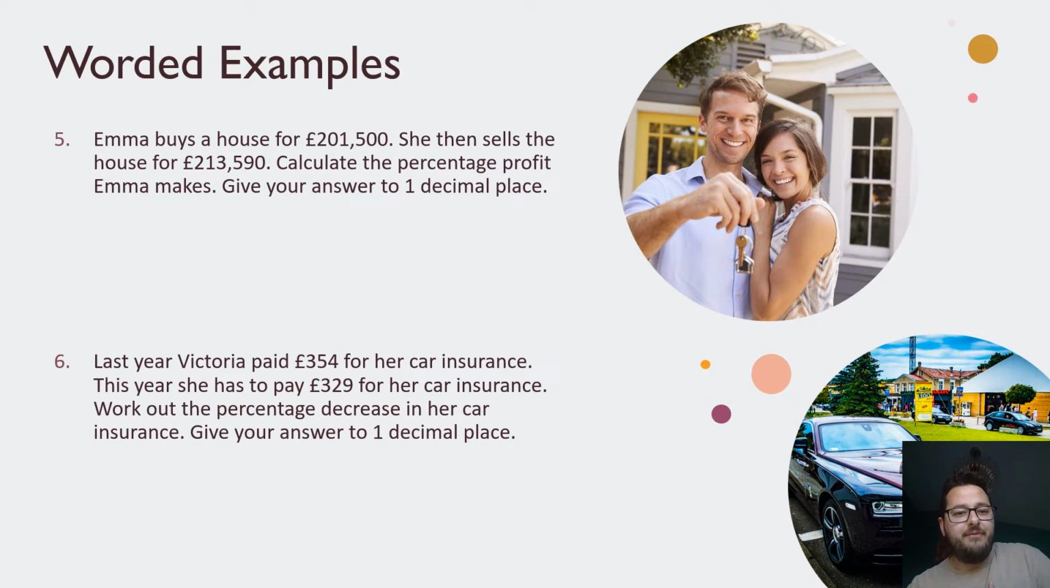So number 5, we've got that Emma buys a house for 201,500. She then sells the house for 213,590. Calculate the percentage profit Emma makes and give your answer to 1 decimal place. All right, so this is exactly the same as what we've been doing before.